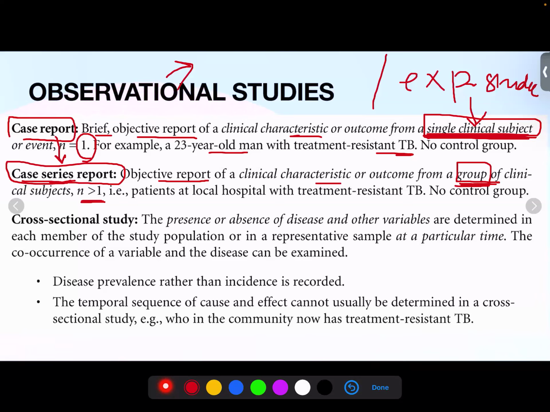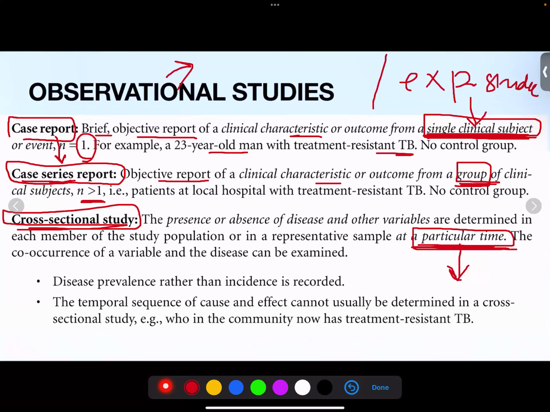Okay, so now the cross-sectional study. Cross-sectional studies are those that are done at a particular time. Here the time is actually important. Cross-sectional means at one particular time you are doing a study, only one particular time. You are not going beyond or going backward.